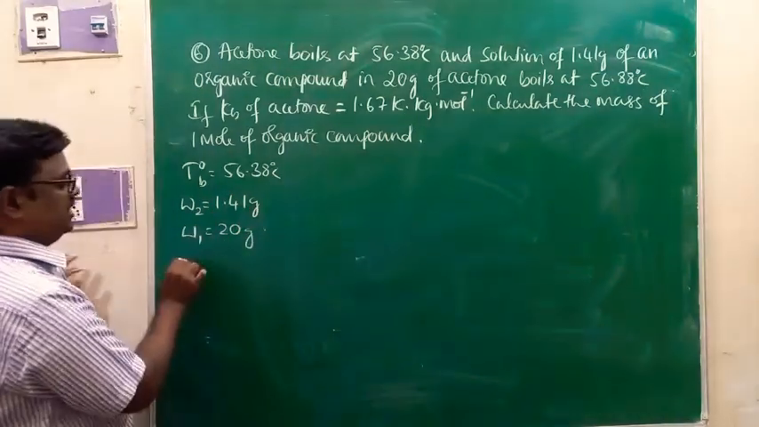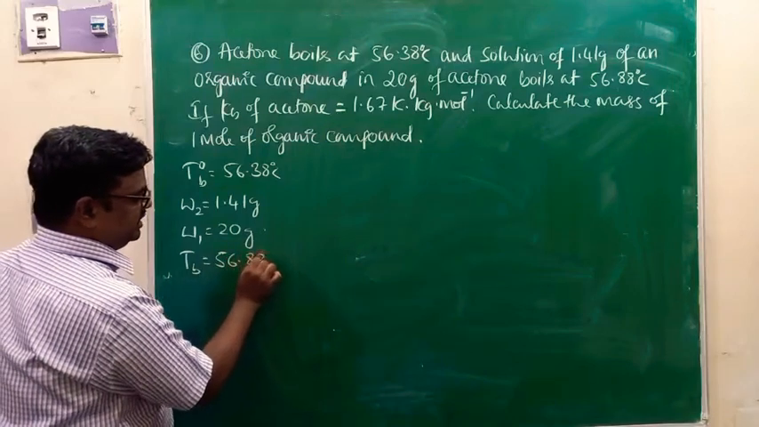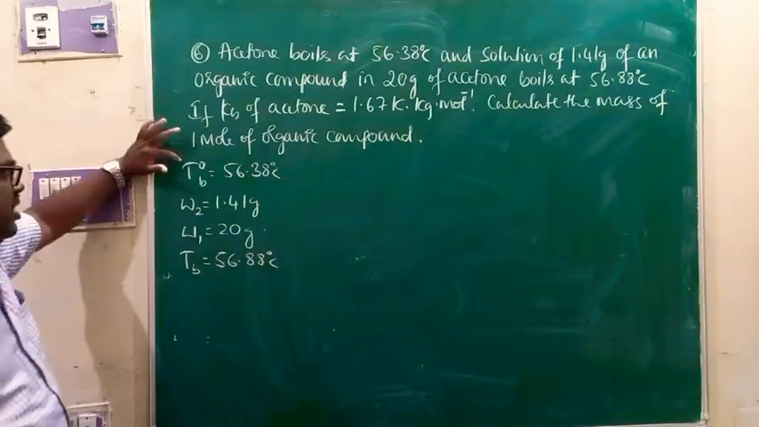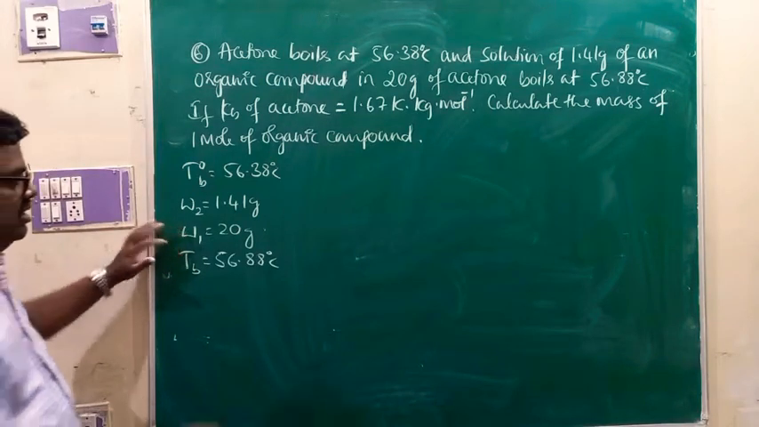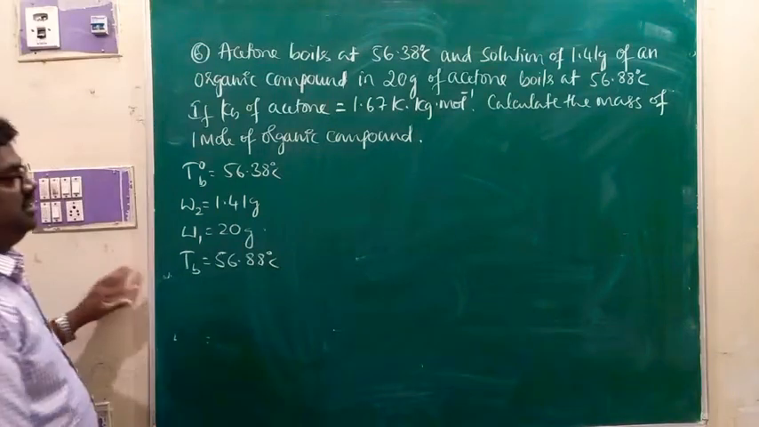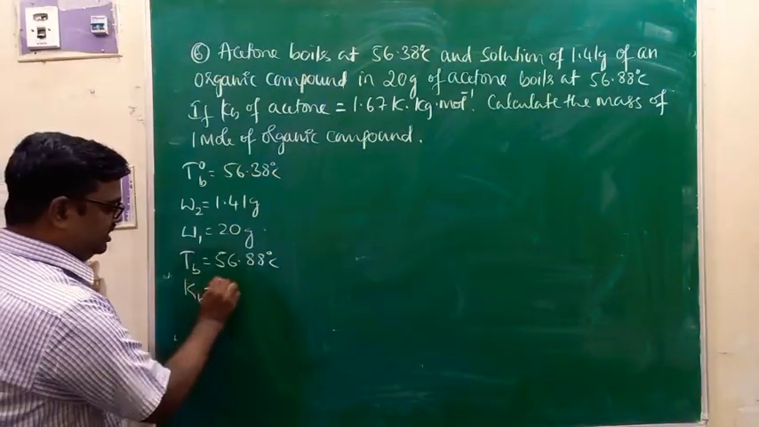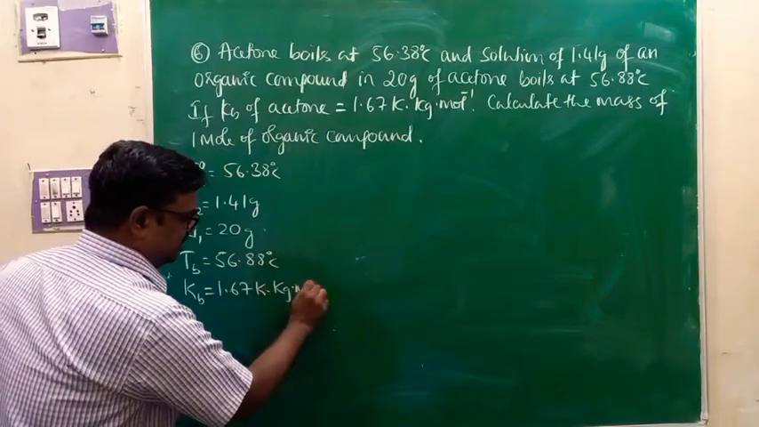Yes, boils at 56.88 degrees Celsius. This is boiling point of acetone, pure acetone solvent. This is boiling point of the resulting solution when 1.41 grams of solute is dissolved in 20 grams of acetone. Yes. Then Kb is 1.67 kelvins kg per mole.